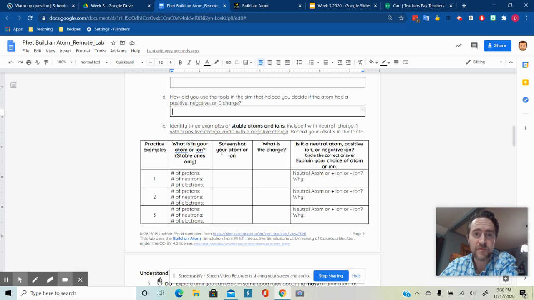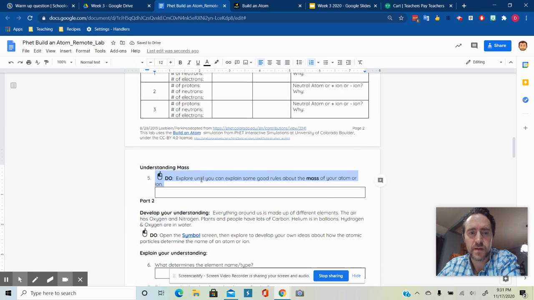Okay, finally, you are going to identify 3 examples of stable atoms. Include one with neutral charge, one with a positive charge, and one with a negative charge. See if you can still make it stable even if it's got a different charge. So go through here, tell me how many protons, neutrons, and electrons, screenshot again, what's the charge, and then here, either delete what's not used or highlight what is used, whatever you want to do.